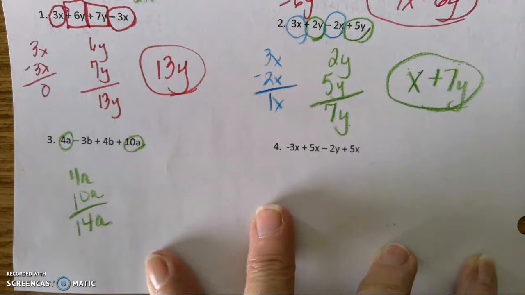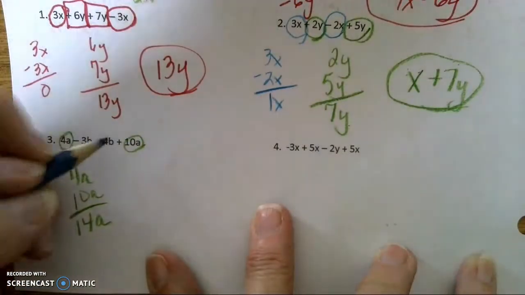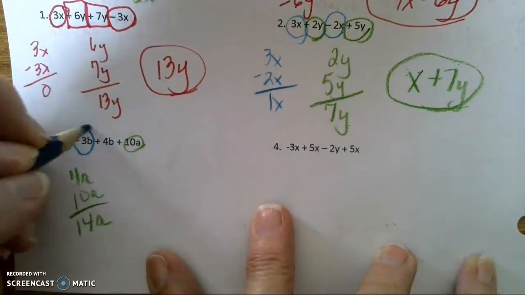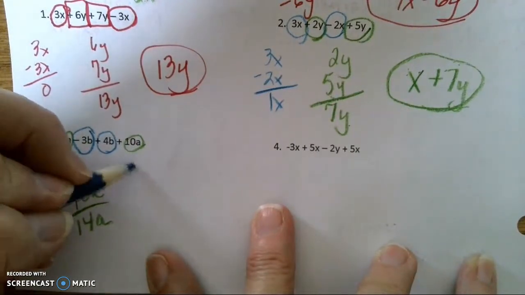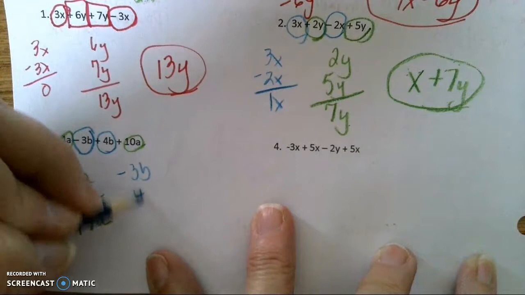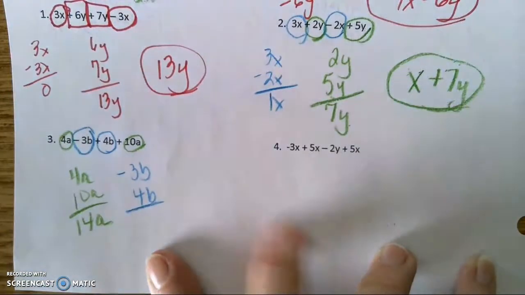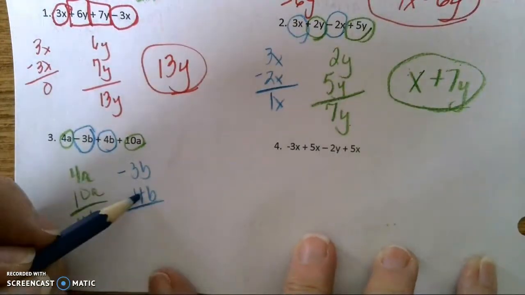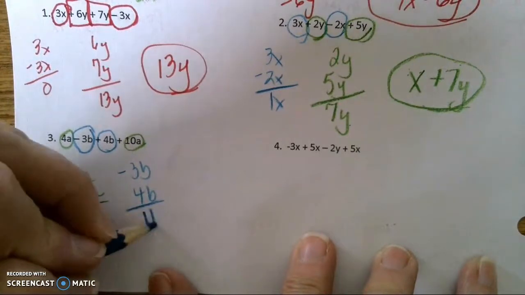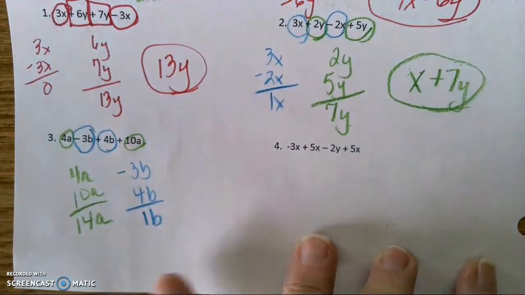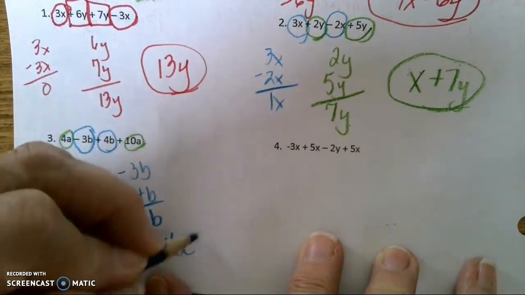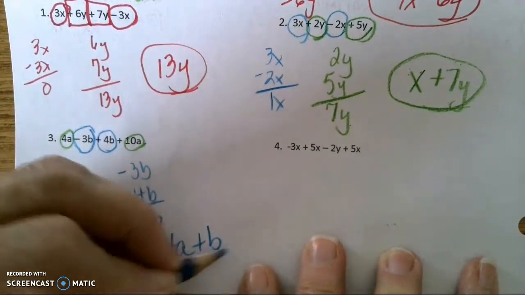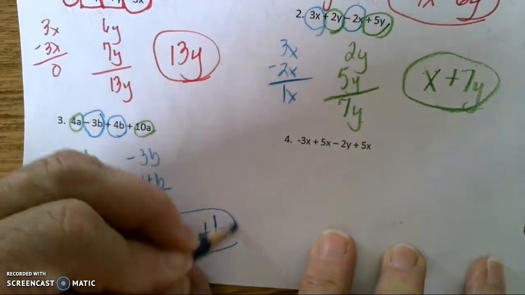I have negative 3b and positive 4b. So negative 3b, positive 4b. Negative 3 plus positive 4 is 1. And then I need to just bring the b. So my expression is 14a plus 1b, or just b.